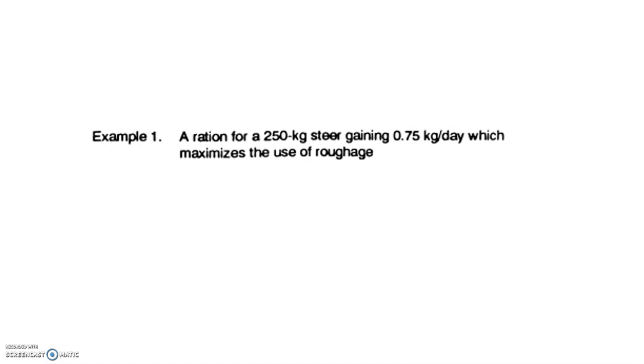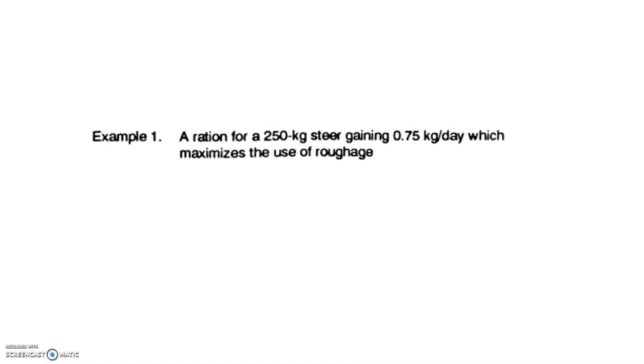So, we have 4 parameters here. First is 250 kilograms. This is the weight of the cattle. Then, steer, this is its production age. And then, 0.75 kilogram is its gain. And then, its ration formulation is that it maximizes the use of roughage. The bulk is really the roughage. So, this is the calculation we will use.